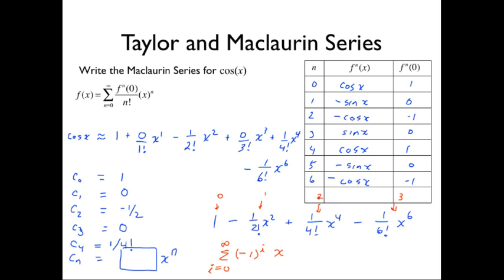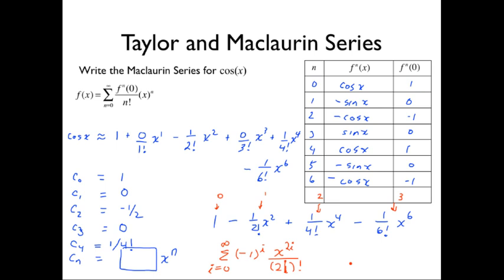1 gives 2, 2 gives 4, 3 gives 6, 2i. The denominator will be 2i factorial. It's supposed to be an i. So you see what I did?